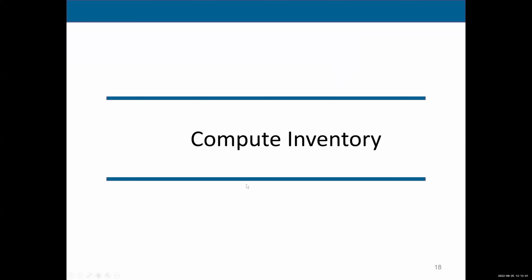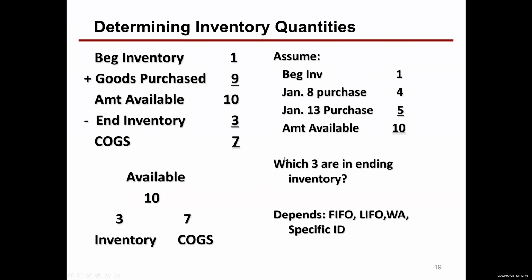Okay, now we're going to start computing the cost of inventory here. Remember this formula for cost of goods sold? Beginning inventory plus purchases equals amount available, minus ending inventory is cost of goods sold. So beginning inventory of 1 plus how much we purchased. So we had 10 available. If we count an ending inventory of 3, then we know that 7 must have been sold.